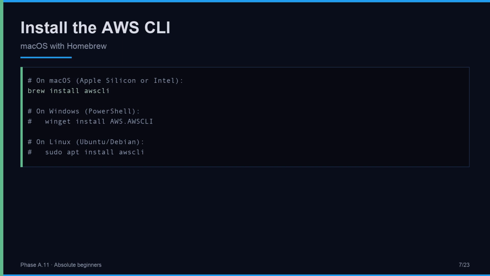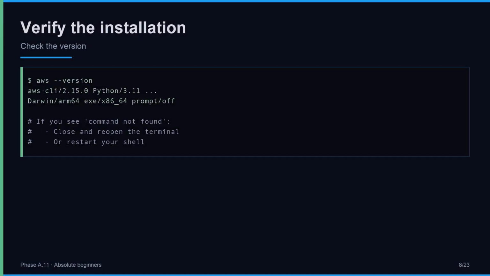1 install command. Verify that the installation worked by typing aws --version. You should see a line starting with aws-cli, followed by a version number, then details about the Python version and operating system it was built for. On an Apple Silicon Mac, you will see Darwin/arm64. If you see command not found, the most common fix is to close and reopen your terminal, or restart your shell so it picks up the new command.